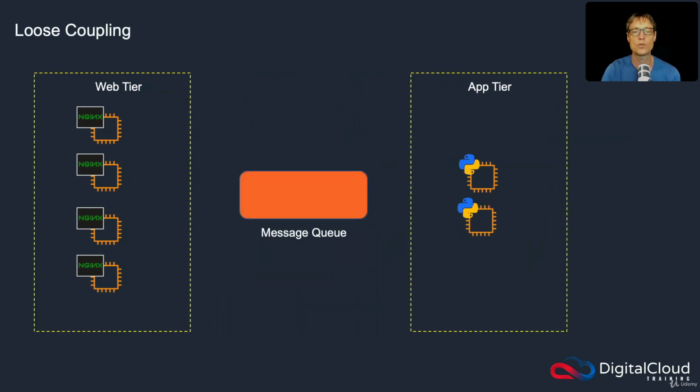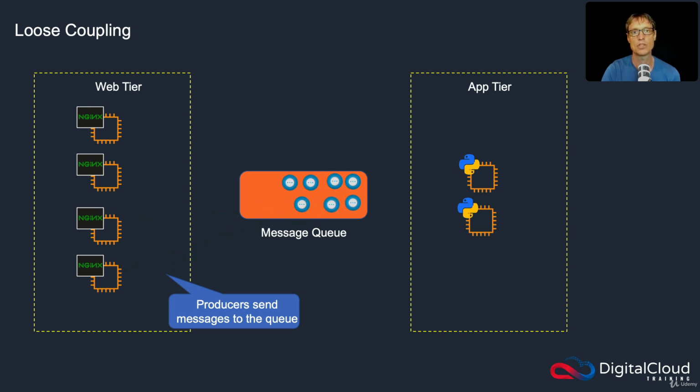Well, we introduce something in the middle between the web tier and the app tier, and this is known as a message queue. In this case, we have the producers, and that's the web tier. So the producers will send messages to the queue. So we've got our messages coming from our web tier, and they're getting put into the queue. Now, the thing is, what can happen is you can just keep sending messages into the queue, and they're going to just sit there and await processing.